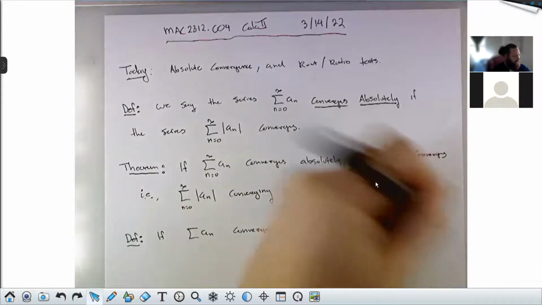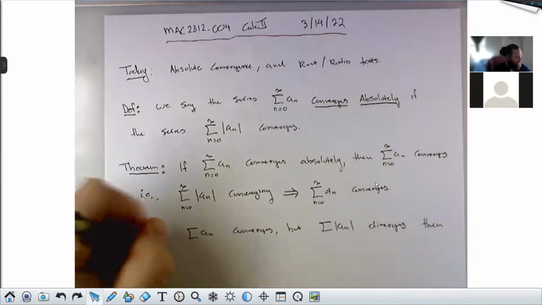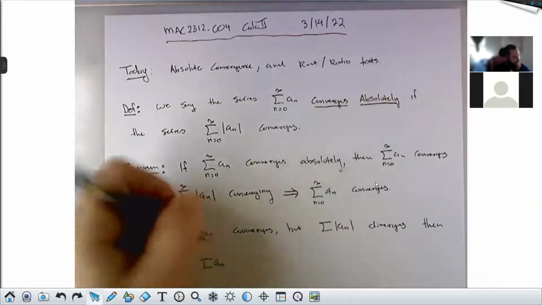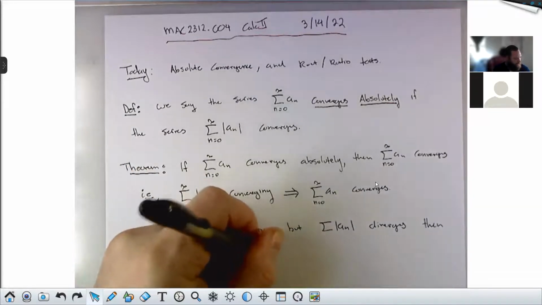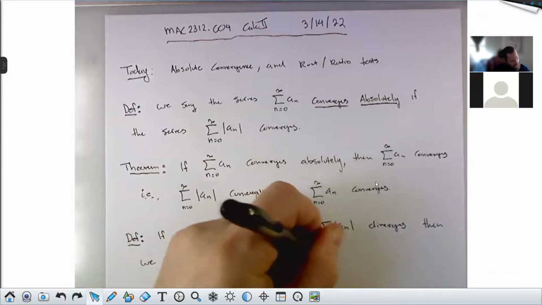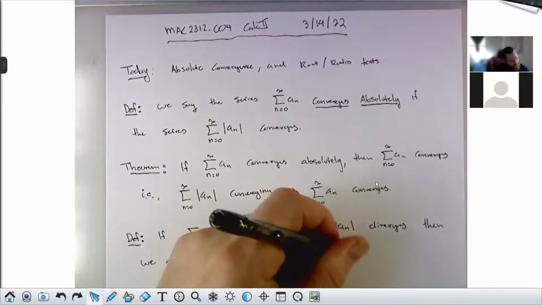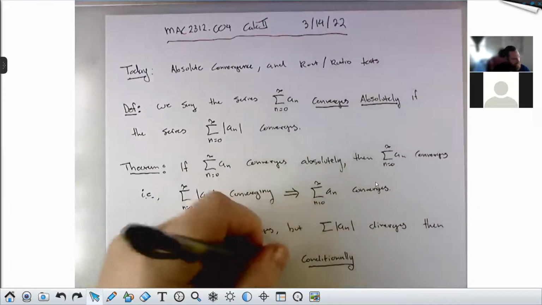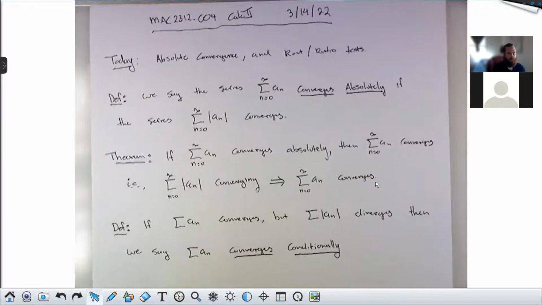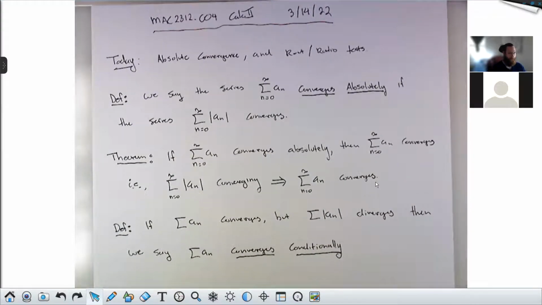If this is the case, then we say that the original series sigma an converges conditionally. So this is as opposed to converging absolutely. So I'll give you a second just to get these things down. Any questions on what's being said here before I start to look at examples and stuff?